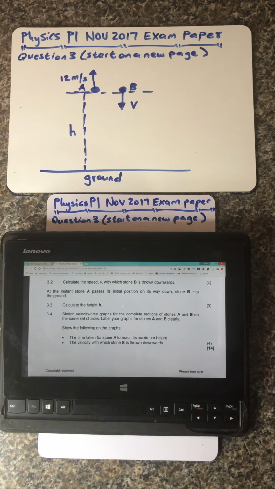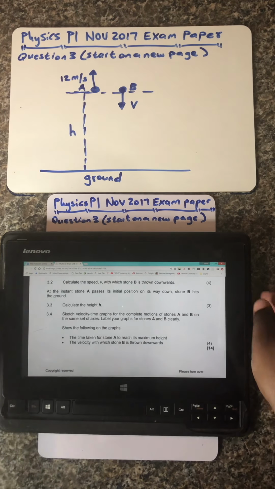Hello guys, so now let's move to question 3.3. But before we start with the question, you can see we're given a mini statement there, and it reads as follows. At the instant stone A passes its initial position on its way down, stone B hits the ground. And the question says calculate the height h.